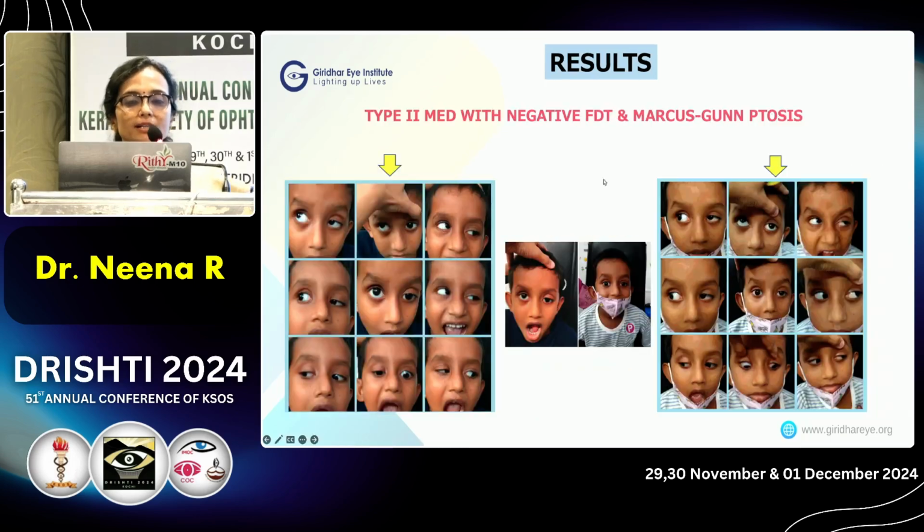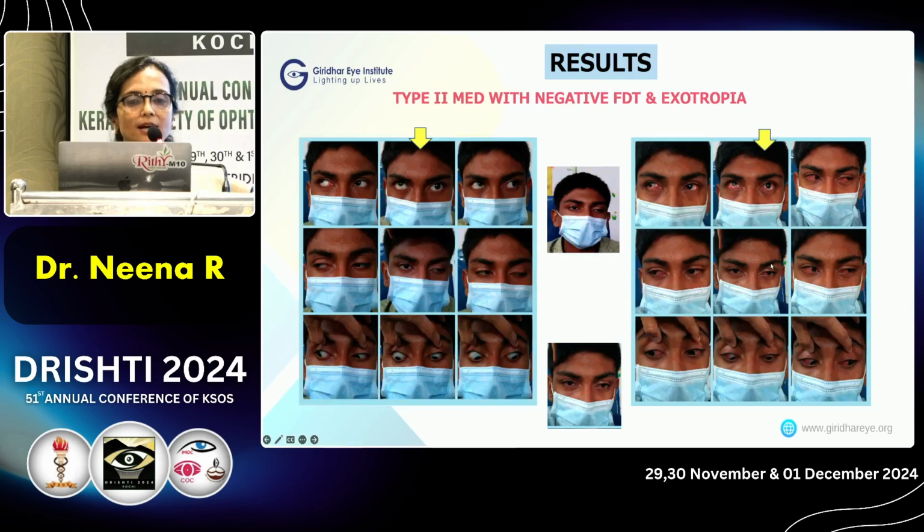Type 2 MED with Marcus Gunn ptosis is more difficult to manage. This child had an augmented NAPS but will require more surgery for ptosis. So again, horizontal surgeries required R&R in the other eye, that is recess-resect in the normal eye for the horizontal deviation, and a vertical rectus surgery, or a NAPS procedure. This child had a NAPS in the concerned eye.